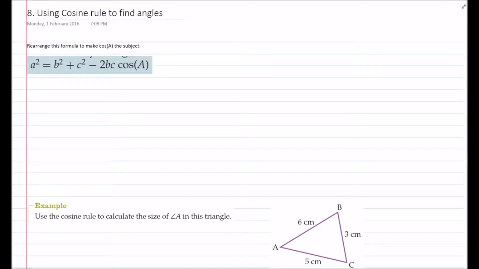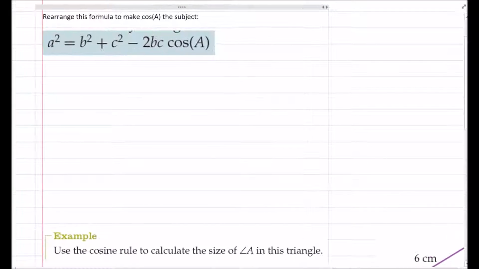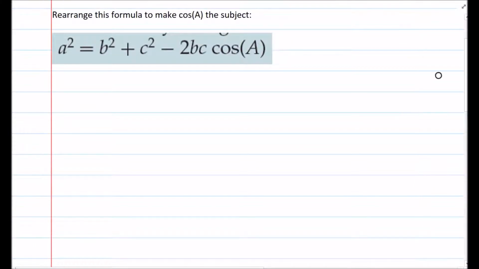Okay everyone, here we're looking at using the cosine rule to find angles. So before we do this, we really want to rearrange this cosine rule so that we have it in terms of cos A instead of everything else. So I'll start by subtracting b squared from both sides, and we'll subtract c squared from both sides as well. So that gives us a squared minus b squared minus c squared equals negative 2bc cos A.